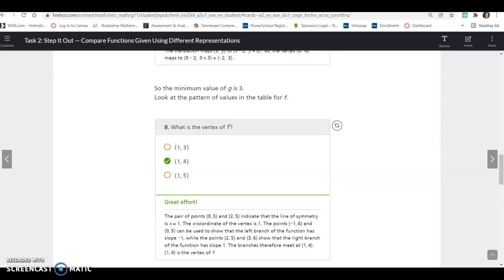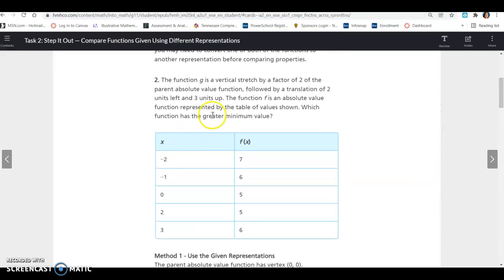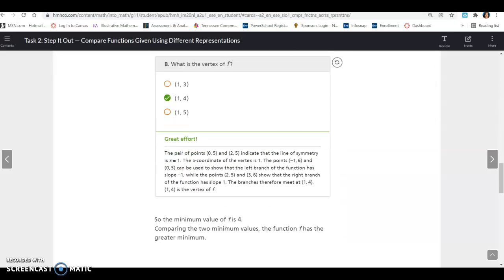And if we go back up to the verbal description, we can find our a, h, and k. So our vertical stretch is a, so that's 2. It's going to be 2 units left, so h is negative 2. If you move to the left, that's negative 2. And then 3 up. So a is 2, h is negative 2, and k is 3.